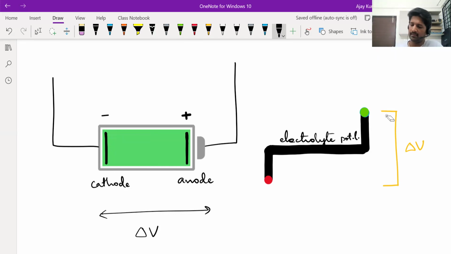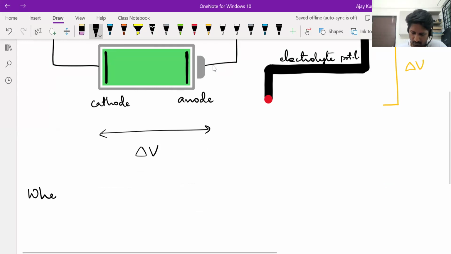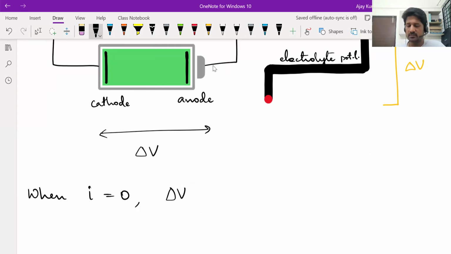Fine. And in that case, when current through the battery is 0, the potential difference that you see across the battery is what we call EMF of the battery or EMF of the cell. Okay, battery is actually a combination of cells, but usually in everyday life we call them batteries. Let it be. We're talking about cells.